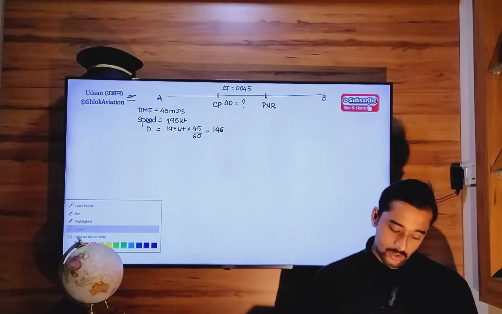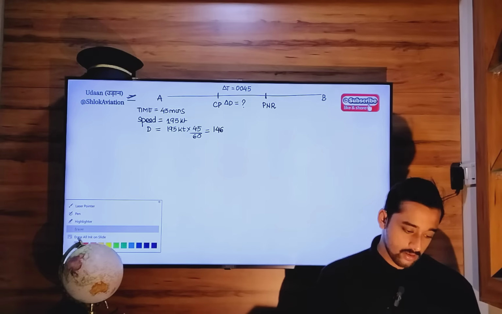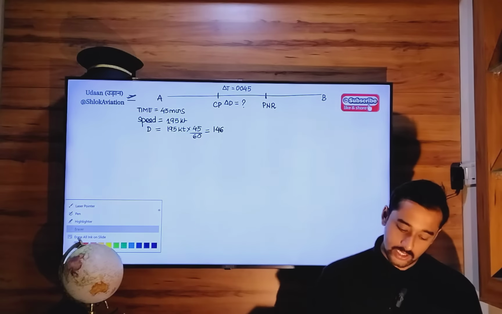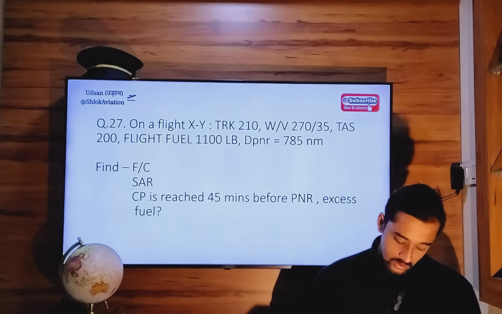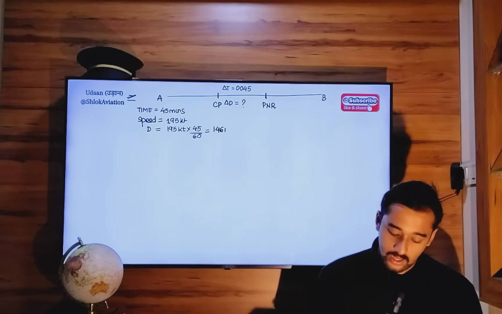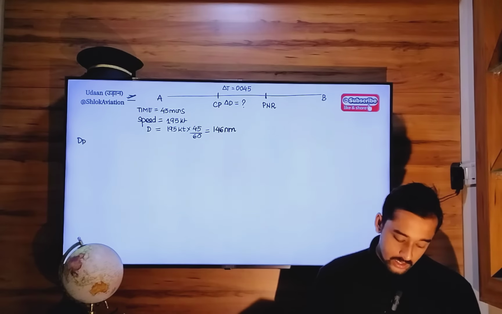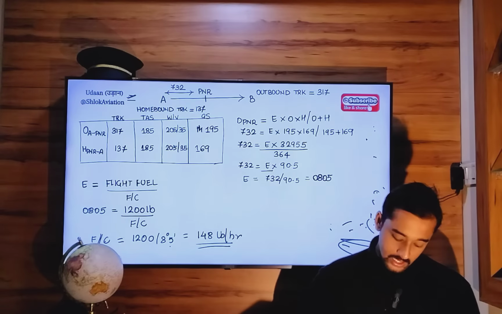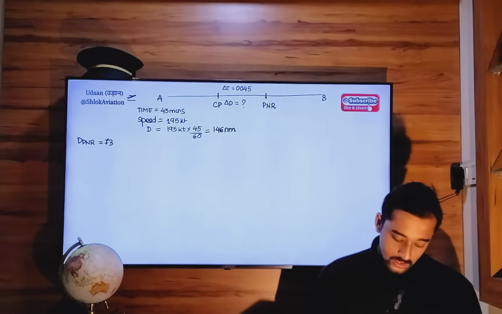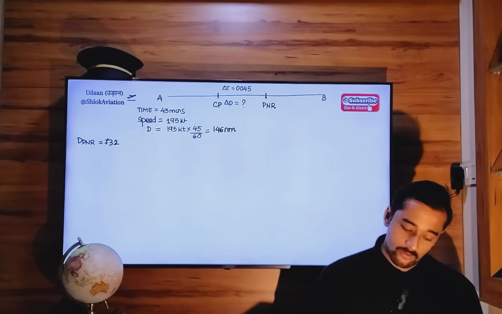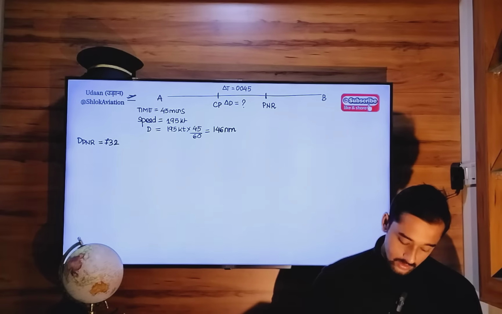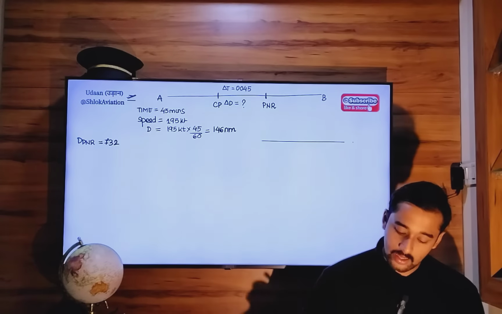So distance is speed into time: 195 into 45 divided by 60 is 146. This gives a distance of 146 nautical miles, right? Now, distance to PNR is what? Total distance to PNR is 732. So 732 from point A, I will draw it here again.